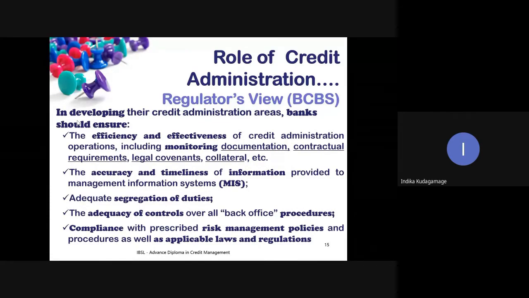Then compliance with prescribed risk management policies and applicable laws and regulations. So when developing this, we need to adhere and comply to all the risk guidelines given, right? It can be operation risk, credit risk, transaction risk, all those things we have to adhere to, including the regulations and laws of the country. So these are the 5 items we should look at when developing a credit administration function: efficiency, accuracy, segregation of duties, adequacy of control over back office function, and compliance. So you have to remember that.